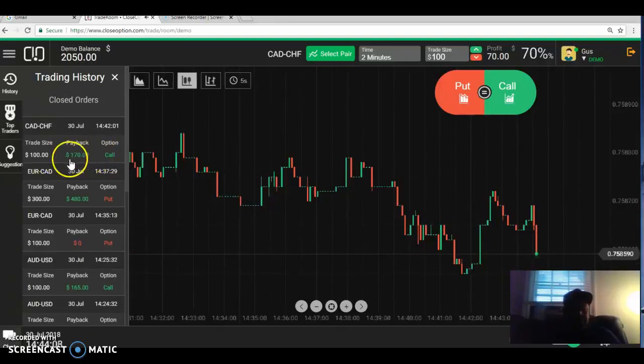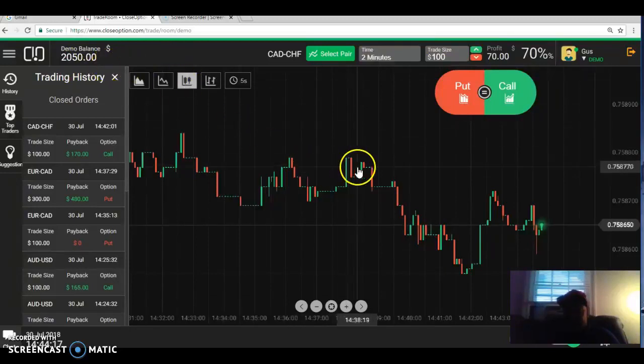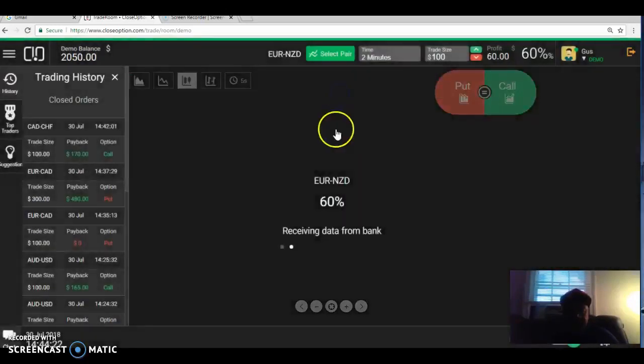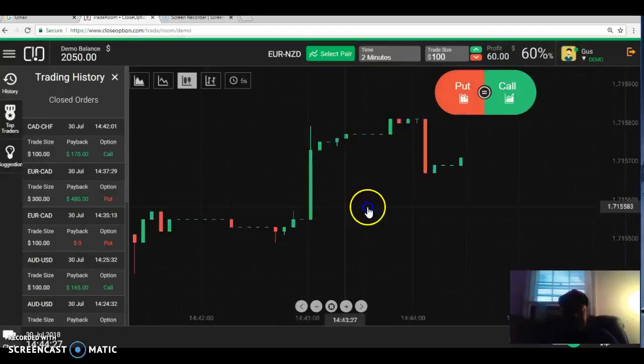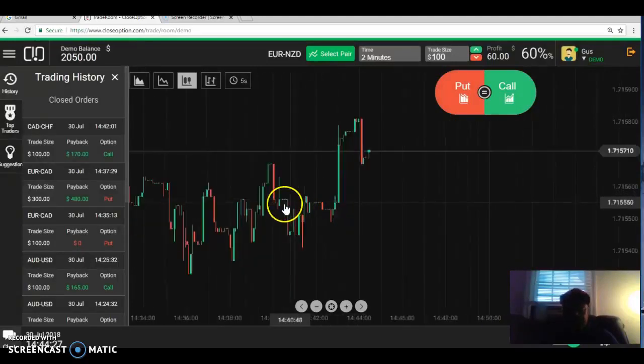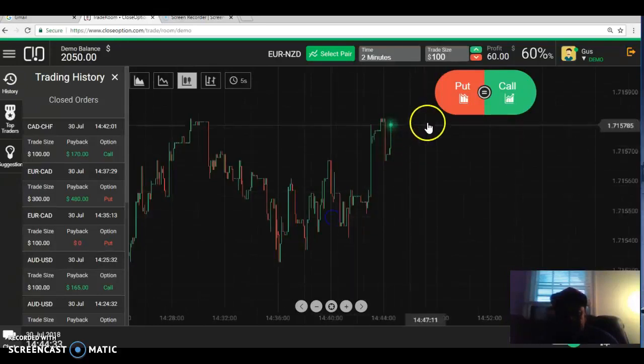So yeah, here we go. We won the trade. It was a $170 return, 70% on the trade on a $100 trade. So my balance is up to $2,050. But let's see if we could find another nice setup similar to that one. That was a very nice setup. So that's what I'm doing. I take my time. I don't rush trades. I don't push the envelope.